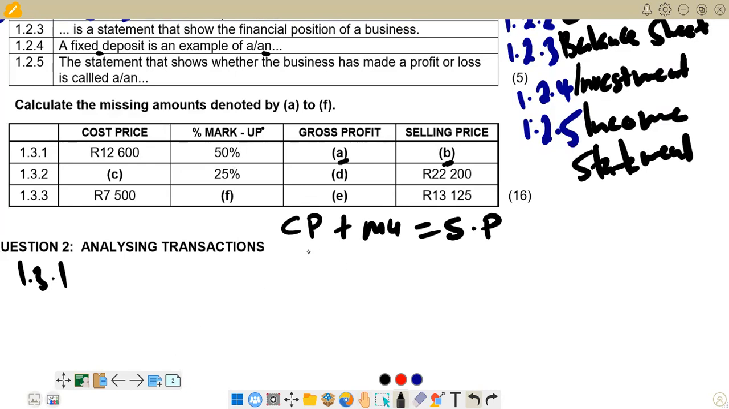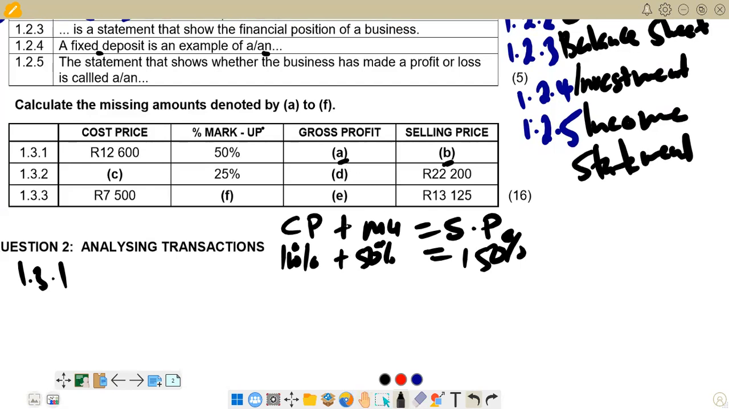And we need to know that the cost price is always 100% as a representation in terms of percentages. And then the markup depends on the question. Here we are told that on 1.3.1, the markup is 50%. So here we are saying plus 50%. And then the selling price becomes 100 plus 50, which is 150%. This is the representation that we have in terms of the proportions in percentages.